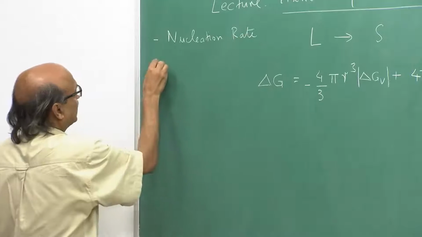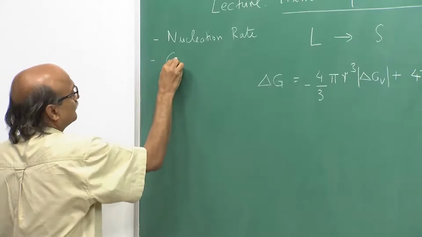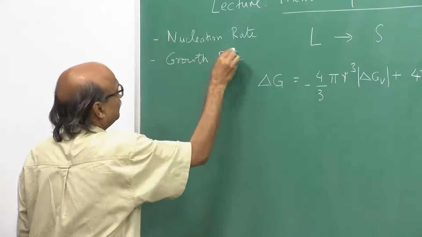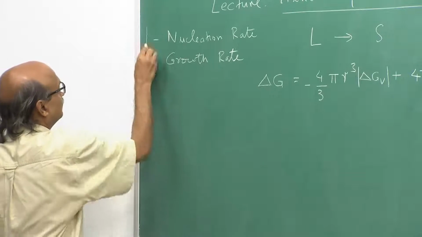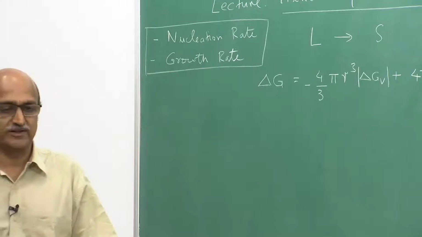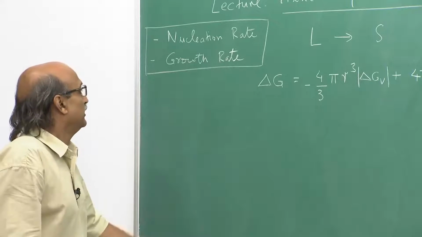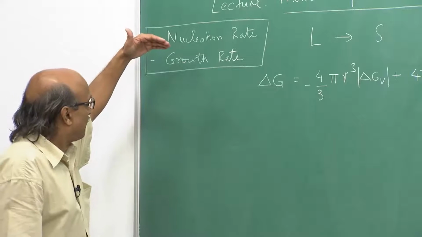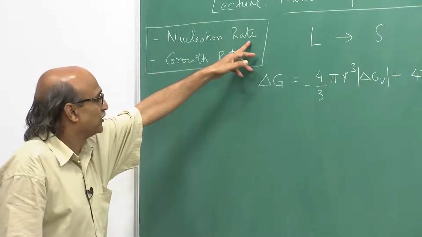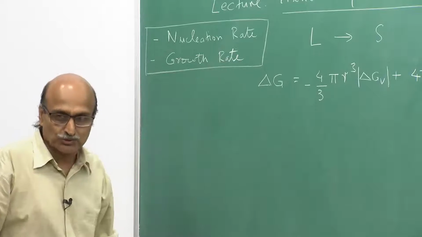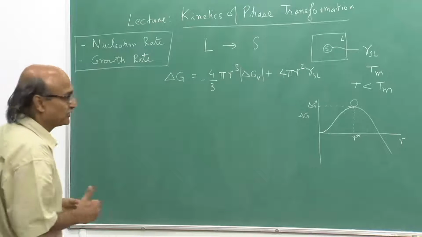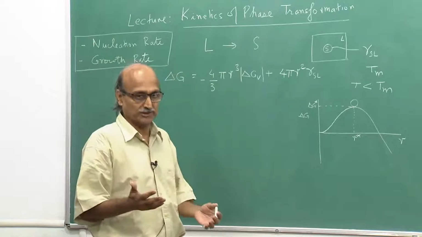Nucleation rate, and second, growth rate. So, in order to fully understand the kinetics, we need to understand what would be the rate of nucleation, what would be the rate of growth. Both of them would have to be combined to give us the rate at which transformations would take place.